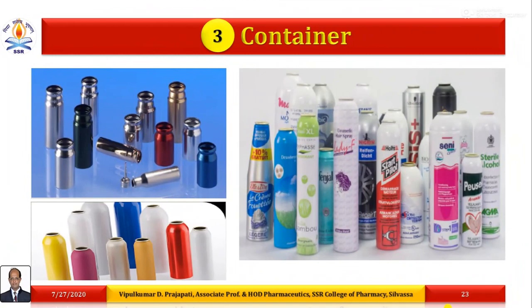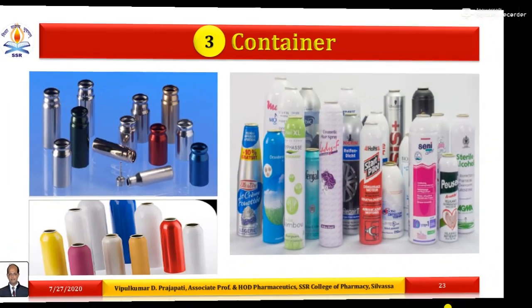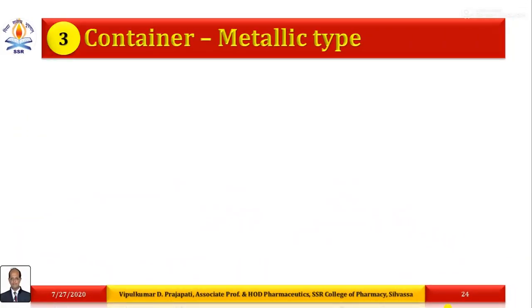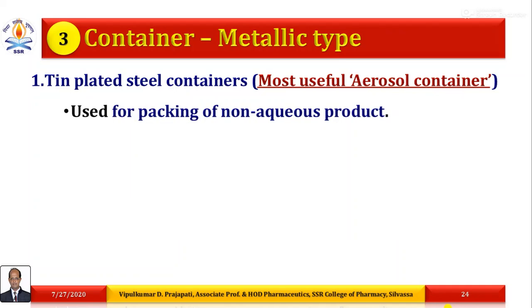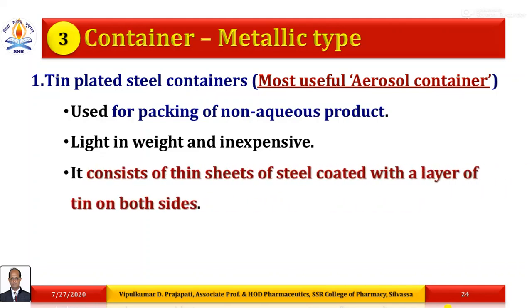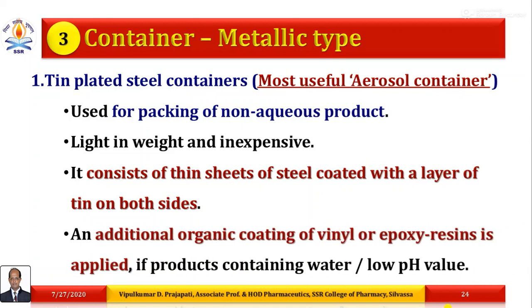This image shows the various containers of pharmaceutical aerosols. First, metallic type containers. Tin plated steel containers are the most useful aerosol containers, used for packing non-aqueous products. They are light in weight and inexpensive. They consist of thin sheets of steel coated with a layer of tin on both sides. An additional organic coating of vinyl or epoxy resins is applied if the products contain water or have low pH value.